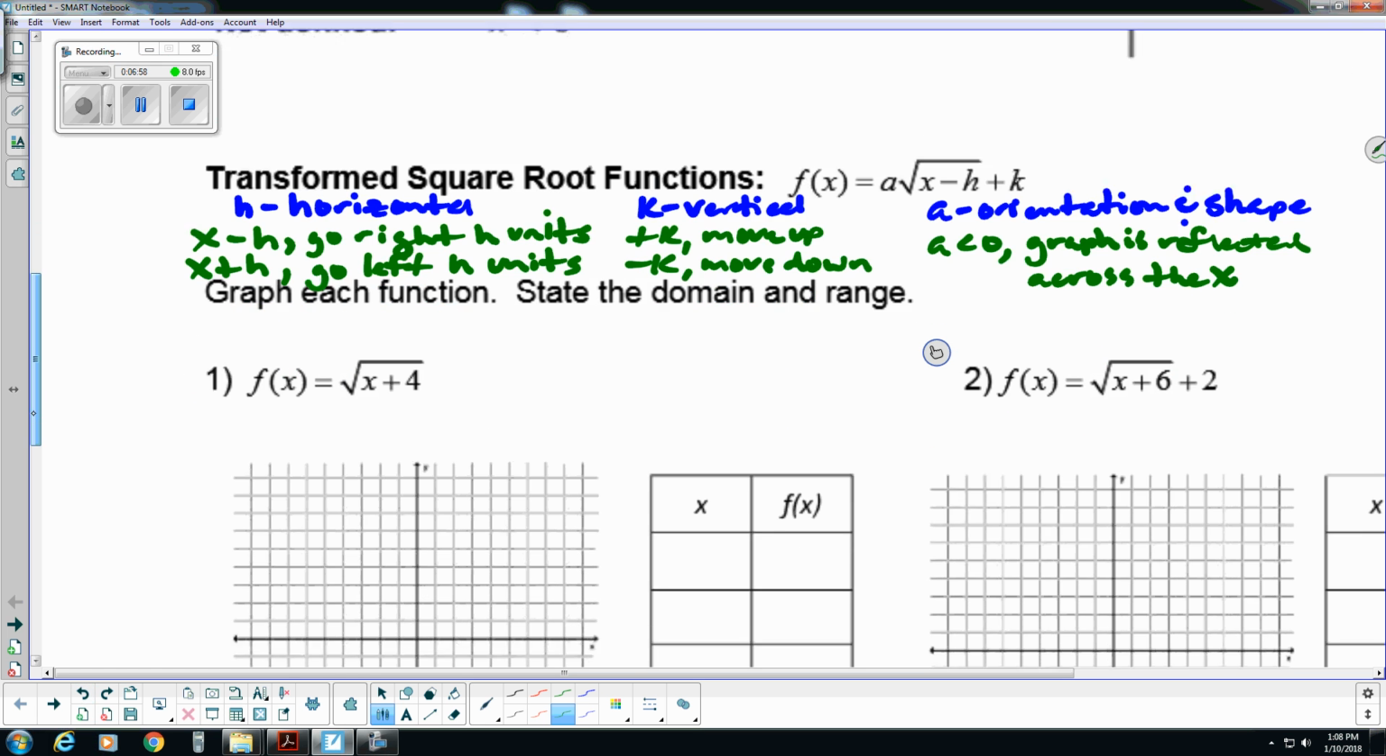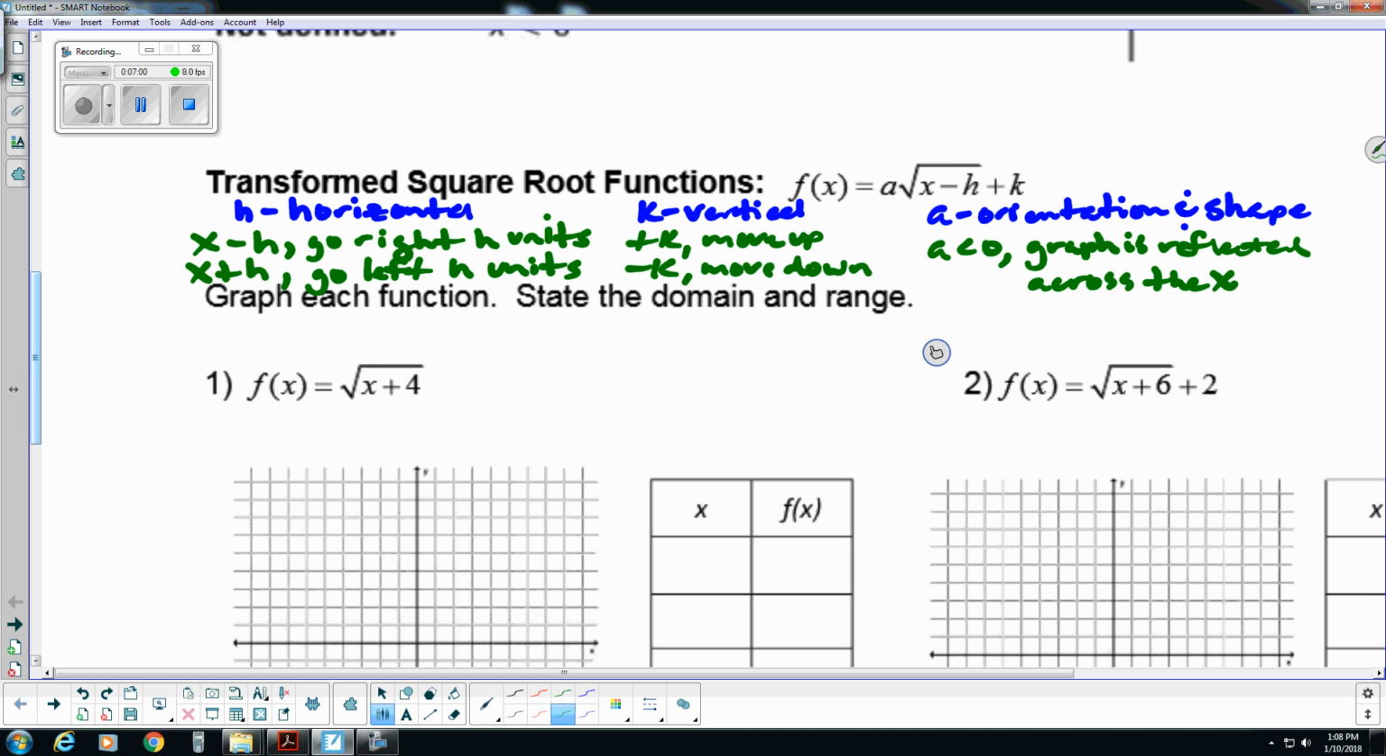Now, a also does a couple more things. It's going to stretch. If the absolute value of a is greater than 1, we stretch vertically.